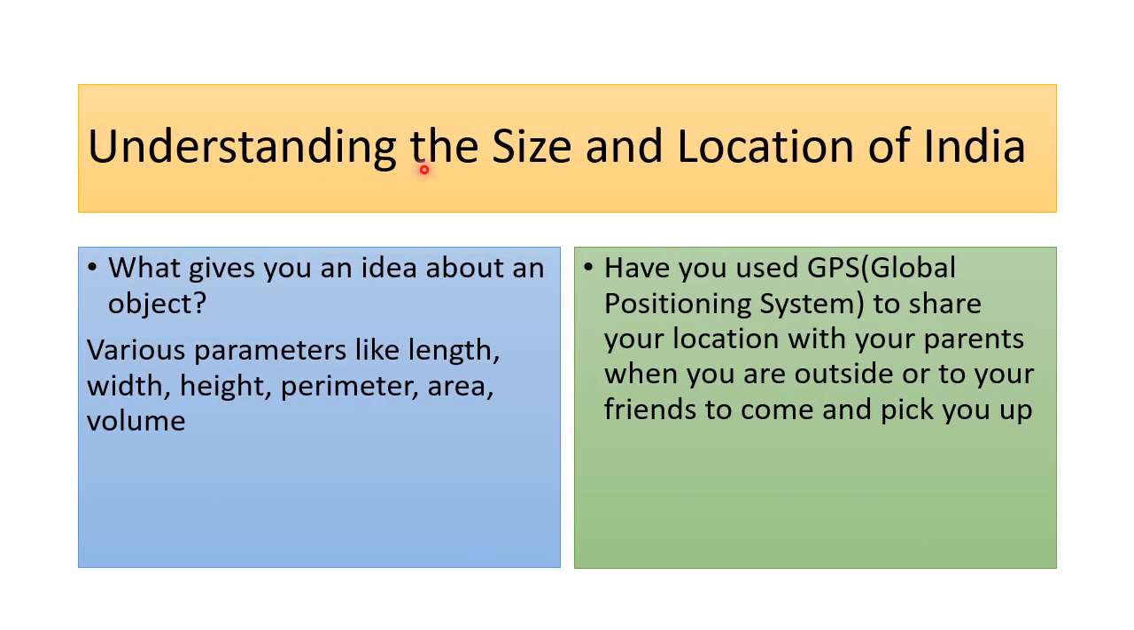Coming to understanding the size and location of India. So when you are given an object, what are the various parameters that you look into? Length, width, height, perimeter, area, volume, right? But when we are coming to India, here, since it is the size of our country, here we are observing only the perimeter and area, that is the land boundary and the coastal line, coastal length, and the area of our country. Whereas if for location, what do you have?